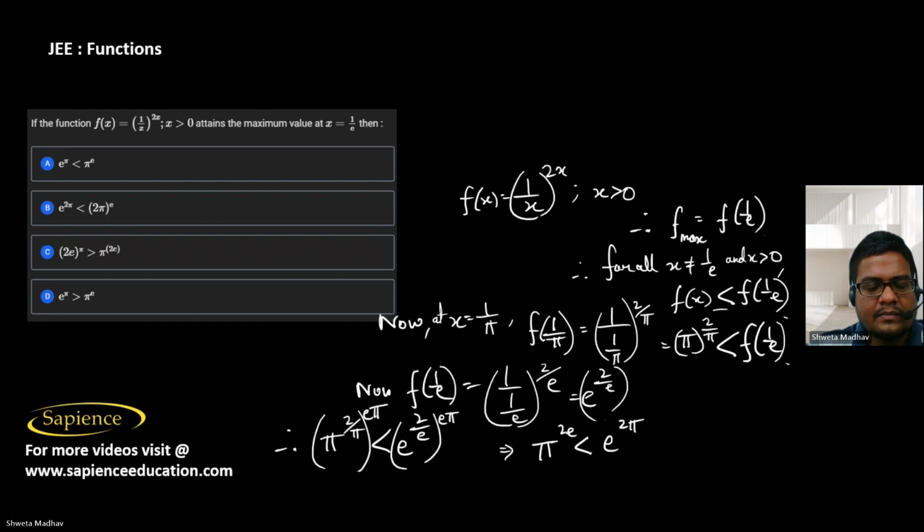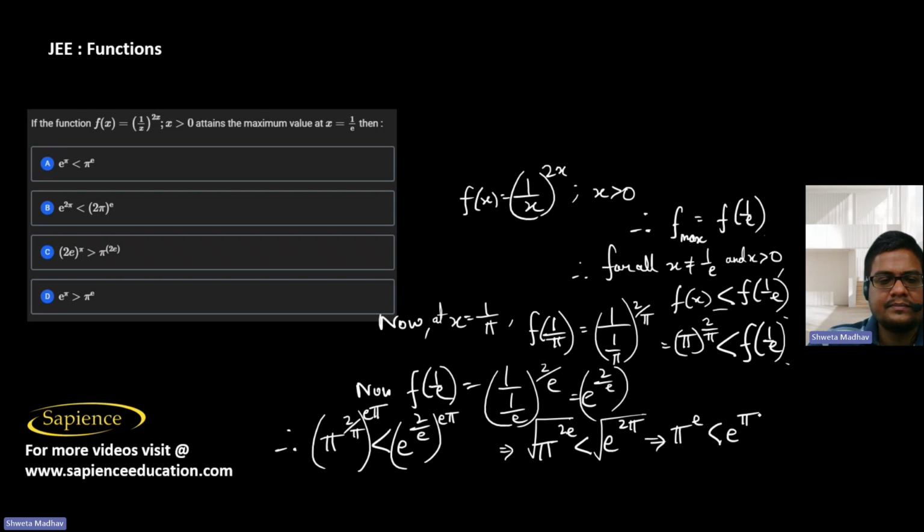Then if you take square root on both sides, so power half, then we will get pi power e is less than e power pi. So e power pi is more than pi power e. So option D is the correct answer.